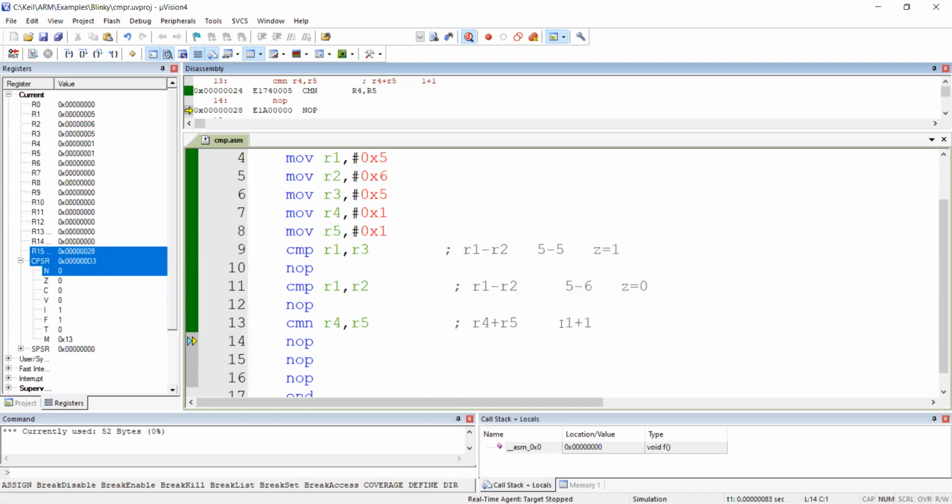See, the answer of 1 plus 1 is not a negative answer. So N became 0. N becomes 1 when an operation we did gives us a negative result. Then N becomes 1. And this 1 plus 1, an addition operation, does not generate any carry. Hence this C is 0, not 1. And the answer of this CMN is not affecting any change in the Z. So hence, no carry, and also not a 0 for the answer.